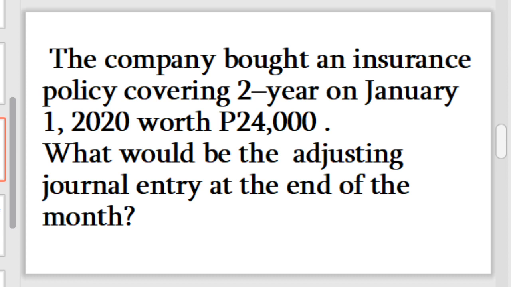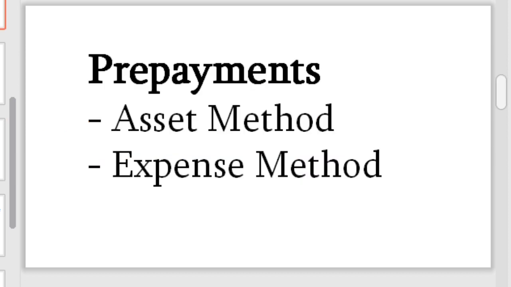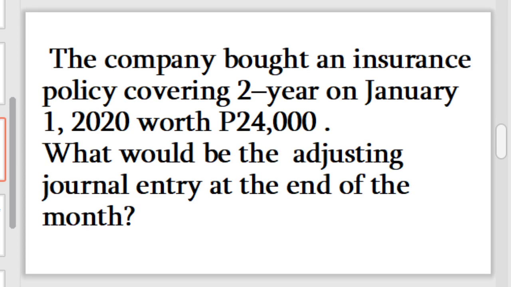The company bought an insurance policy covering 2-year on January 1, 2020 worth 24,000. What would be the adjusting journal entry at the end of the month? So again, i-record natin siya using asset method and expense method. So magkakaroon tayo ngayon ng comparison ng ating dalawang method.